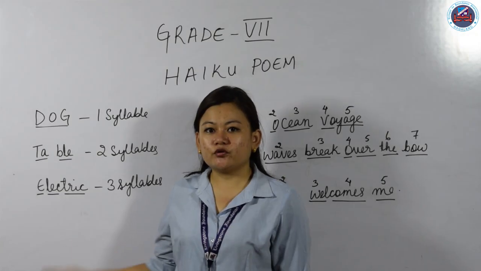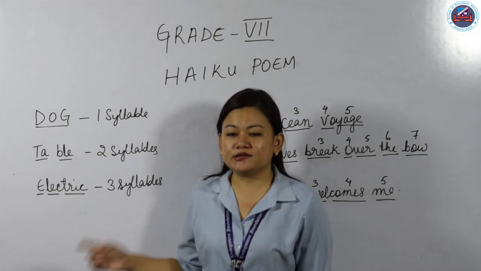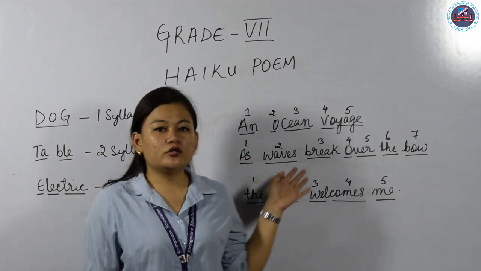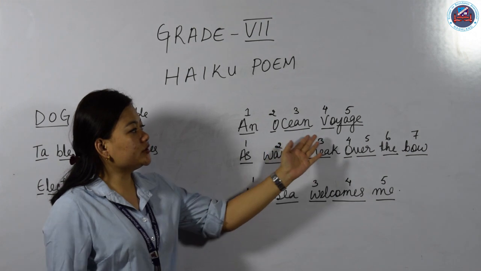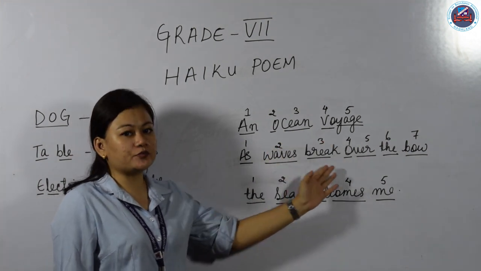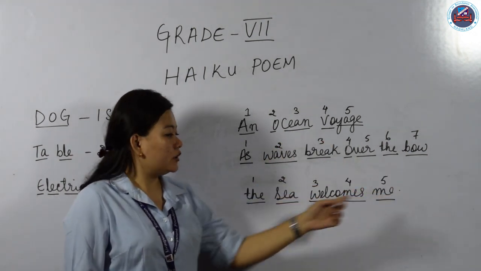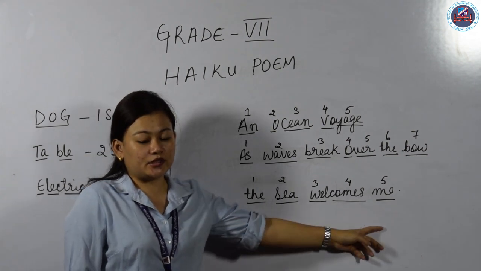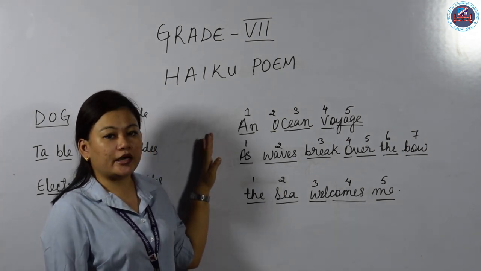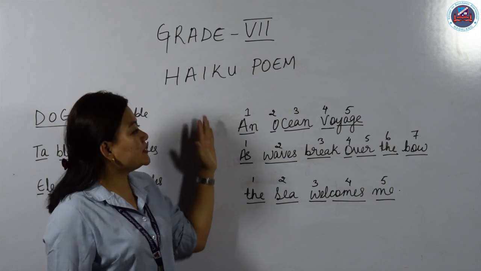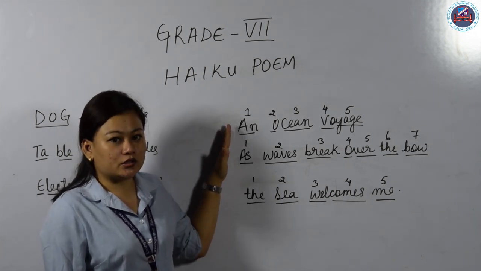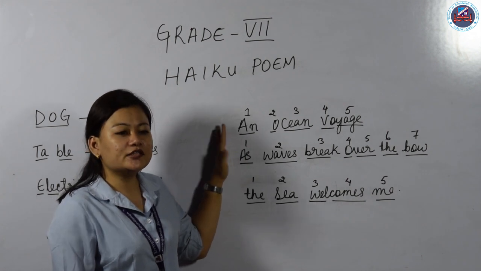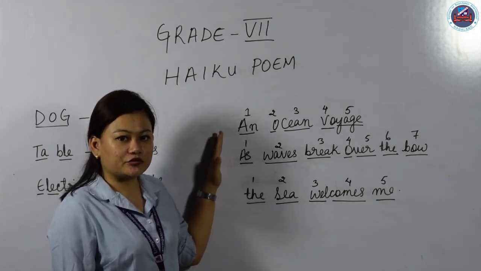Now you already know the concept of finding out the syllables in a word. Let us now look at an example of a haiku poem. An ocean voyage, as waves break over the bow, the sea welcomes me. Now what makes this poem a haiku poem? It is because it has 3 lines and it is purely about nature.